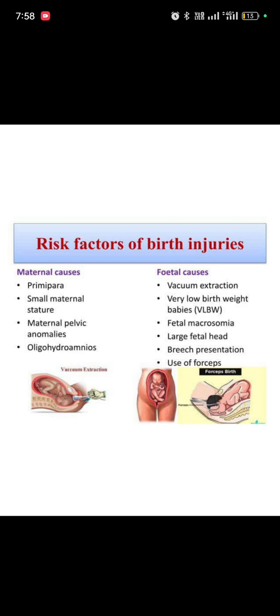And breech presentation, you can see the second picture. In the first picture the presenting part is the head, but in the second picture the presenting part is the buttocks. That is breech presentation. And use of forceps, in the third picture you can see forceps. While using forceps or vacuum to hold or pull the head, pressure may be applied on the baby's head, and due to that there may be some laceration or other injuries. These are the risk factors of birth injuries.